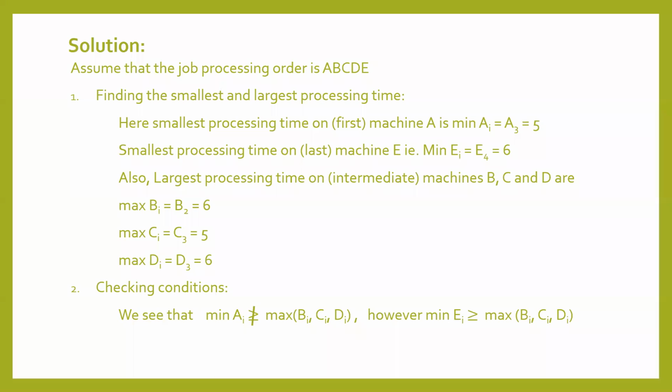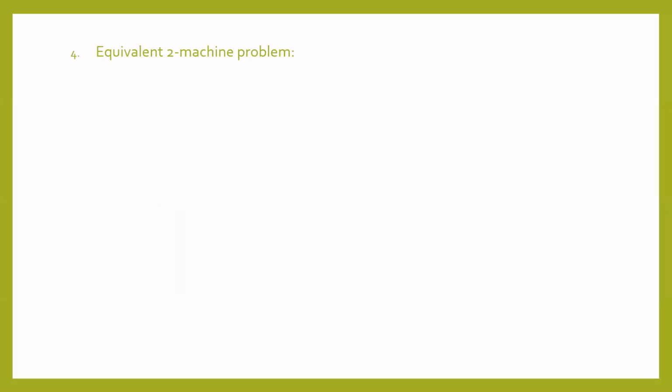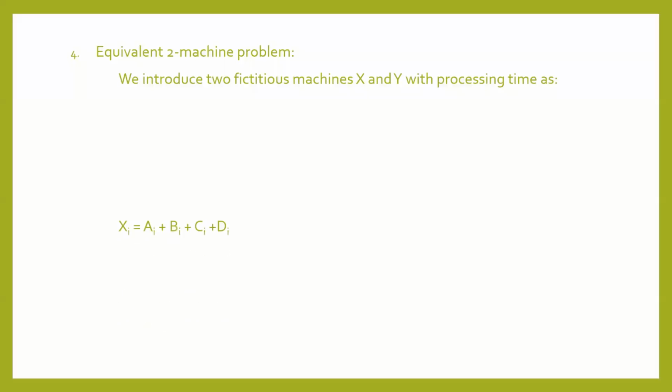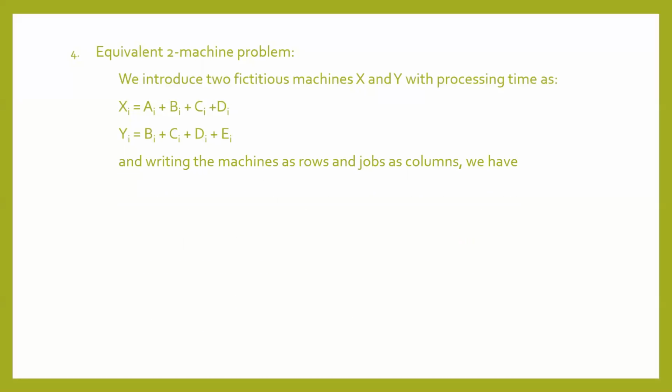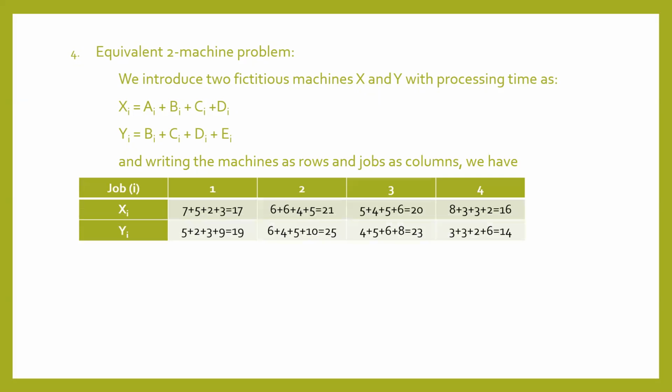But before applying Johnson's rule, we have to convert this problem into an equivalent two machine problem. Okay, so let us do that conversion. And as you already are aware, it is a simple calculation. I'm going to include two machines, X and Y. Now I'm going to put the machines along the rows, and the columns will have the jobs 1, 2, 3, 4. So I have to rearrange this like this.